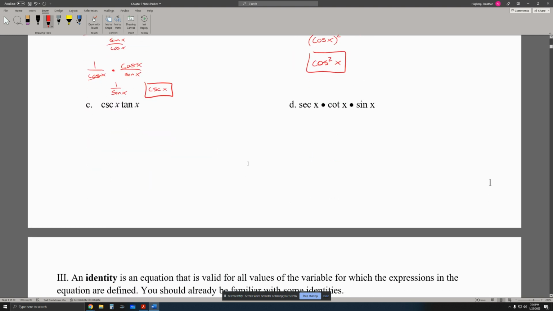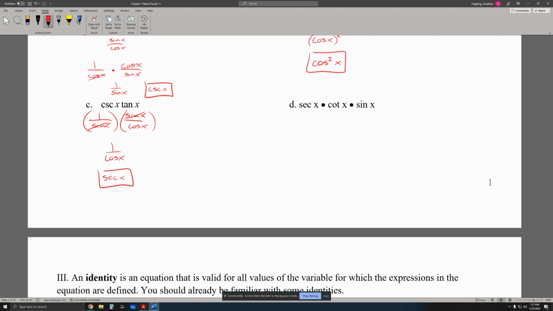Part C, we have cosecant x tangent x. So let's rewrite this in terms of sine and cosine. Cosecant is 1 over the sine, and tangent is sine over cosine. Okay? Again, we have a sine in the numerator, sine in the denominator. So we're left with just 1 over the cosine. And let's flip that back to the reciprocal. So we have just secant of x.